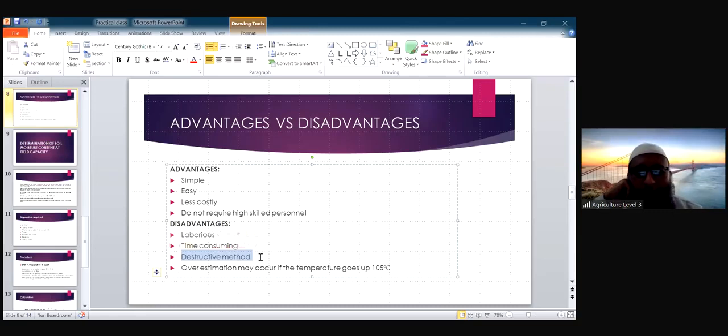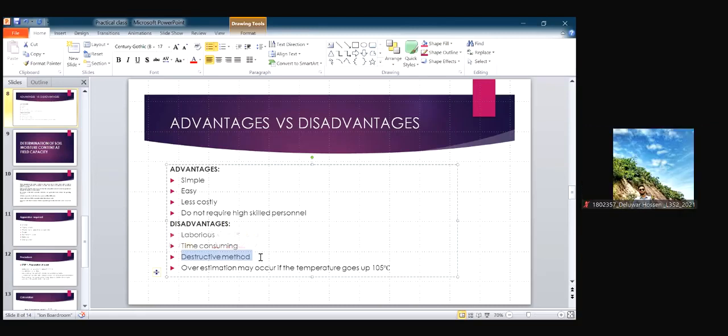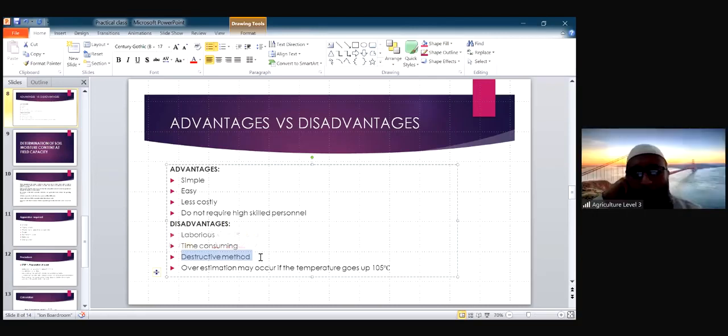Exactly. So when we are collecting a soil sample from the field, then we are drying it in the oven. You are bringing that soil from the field from its original condition and you are drying it in the oven. So you are kind of destroying it. And at the same time, some of its characters are lost.